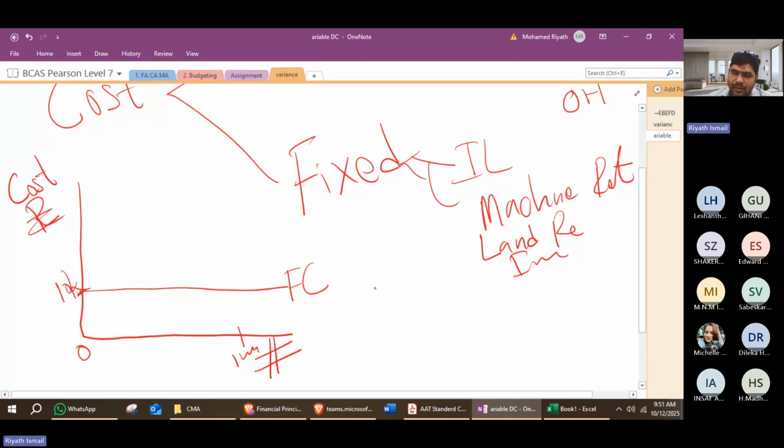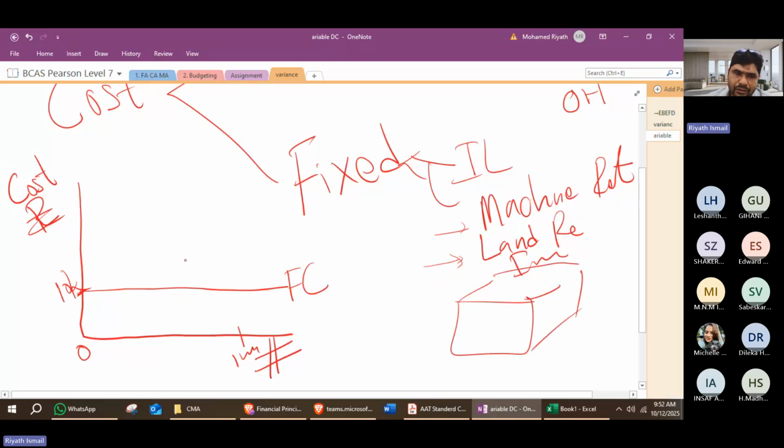For example, if we decided to start a new production, we have to buy a machine, or rent out a machine. We have to construct a house or a factory building, a factory, and so many things like that.